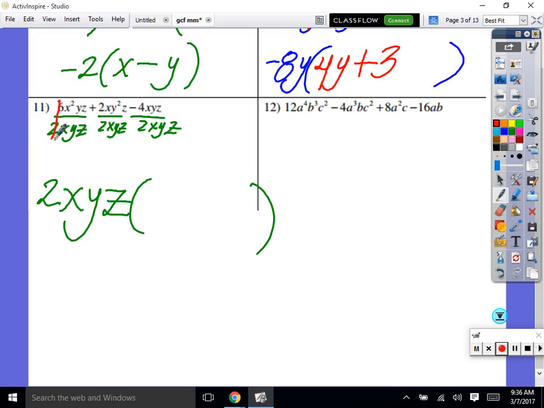6 divided by 2 is 3. X squared divided by x is just x. Y over y is gone. Z over z is gone to be a 1. But we don't need to write the 1. We can, but we don't need to.